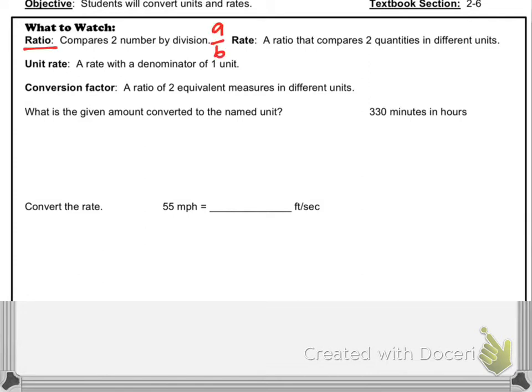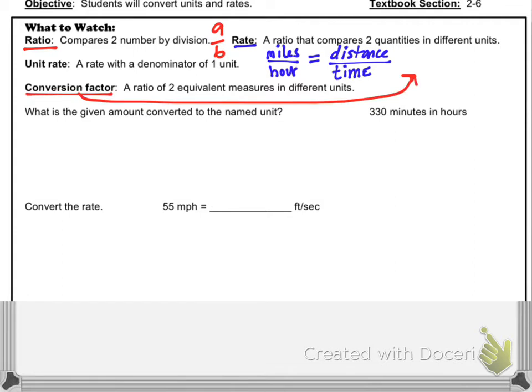A ratio compares two numbers by division, so any number A over any other number B. A rate is a ratio that compares two different quantities of units, so the units matter. So like miles per hour would be a rate. That's comparing a distance, actually a change in distance, over a change in time.